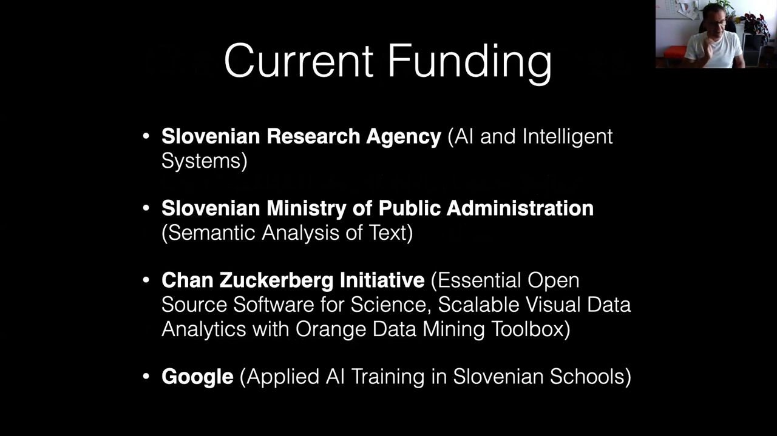We just recently got two grants. The Chan Zuckerberg Initiative will help speed up Orange, and Google actually just this morning sent us a contract where we're going to use Orange to train kids in primary and secondary school in AI. We're not going to train them in AI itself. We're going to show them how to apply these tools in subjects such as history or biology, right? We're just going to show them that toolboxes like that are useful for things they do in schools. They would do them manually, but now they're going to do it differently.